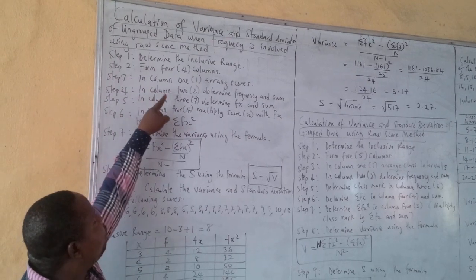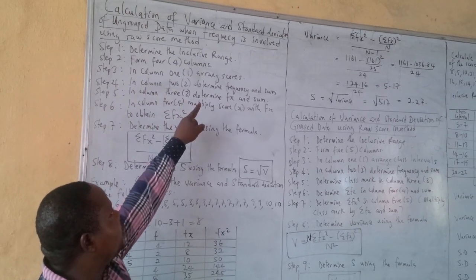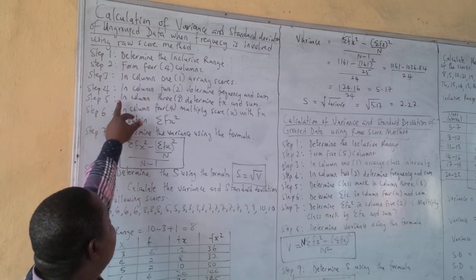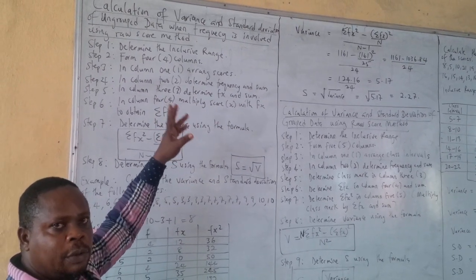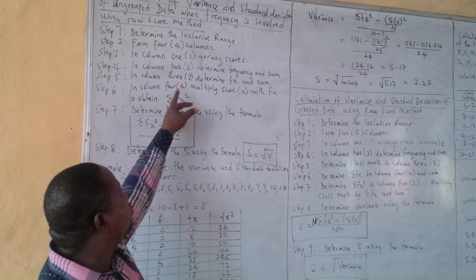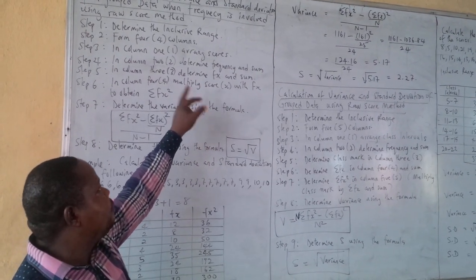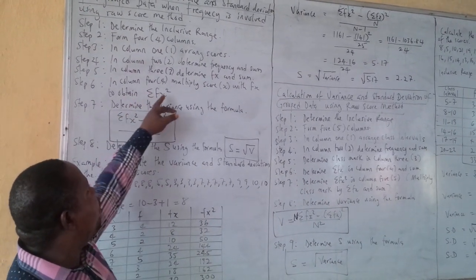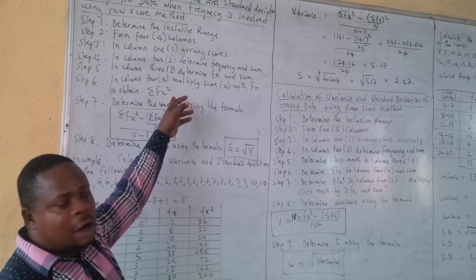Then step 2, form 4 columns. Step 3, in column 1, arrange scores in either ascending or descending order of magnitude. Step 4, in column 2, determine frequency and sum. Scores in the frequency column must be added together. Step 5, in column 3, determine the product of score and frequency. That's fx, and sum.